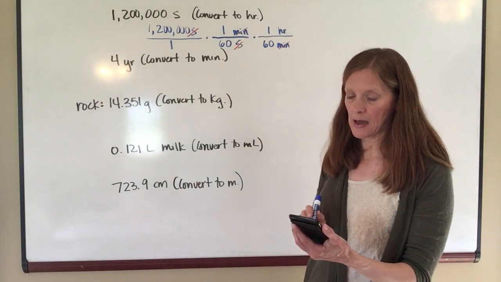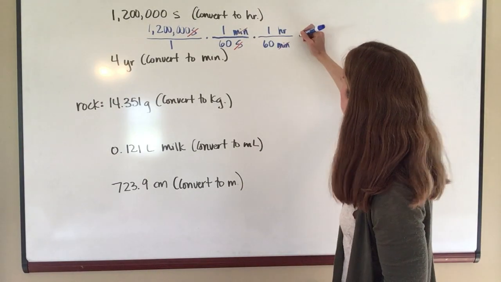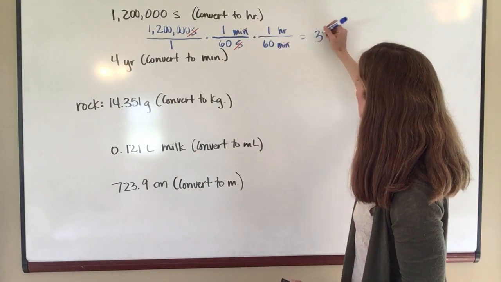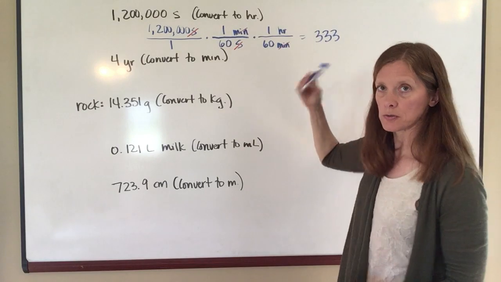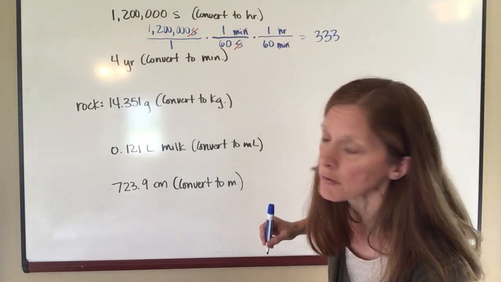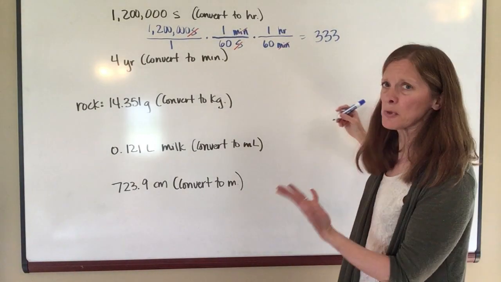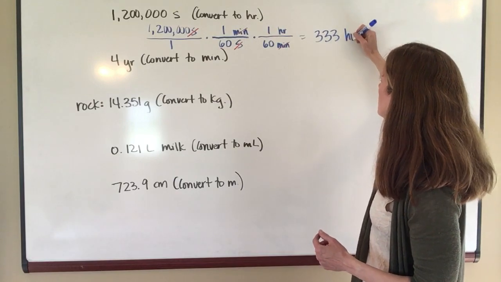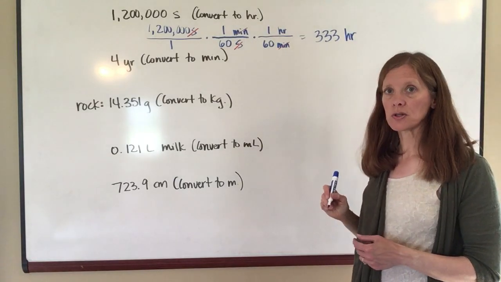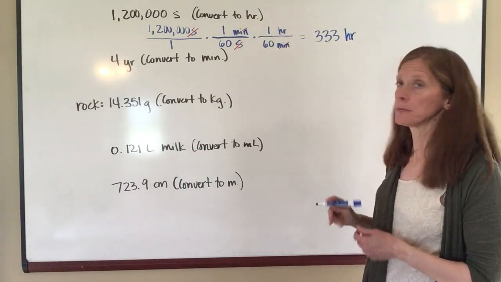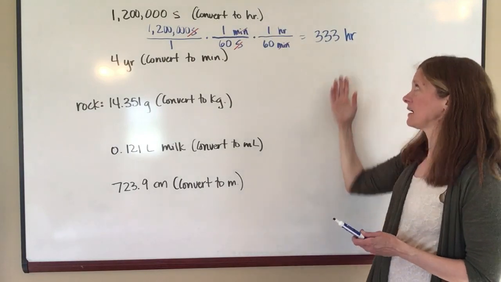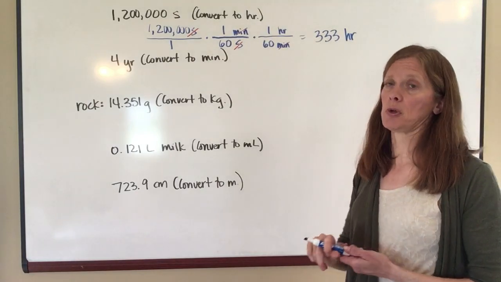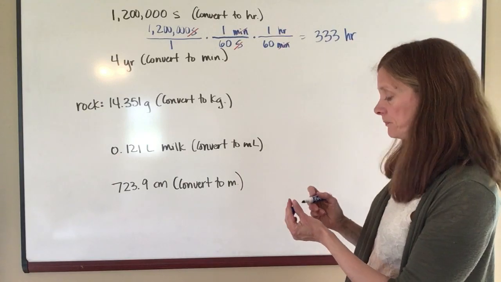And so I have an answer of 333.33333. It keeps going forever and ever and ever. So I'm going to round that answer. I'm going to have 333 hours that this person actually read. Okay? So I can say, okay, yeah, she really did read a long time, but she read over 300 hours. That's a lot of reading to do. Right?